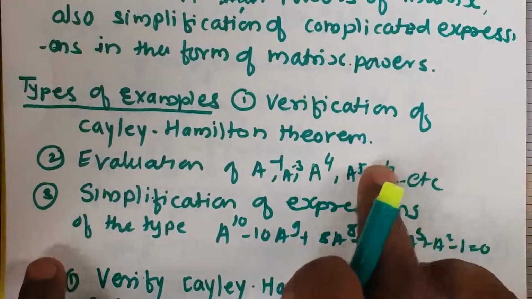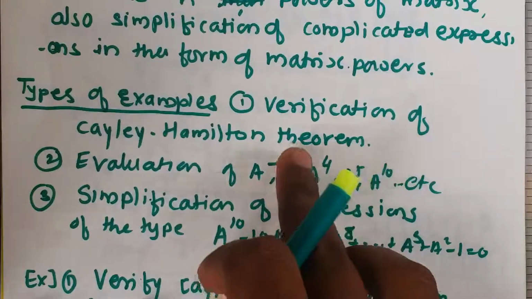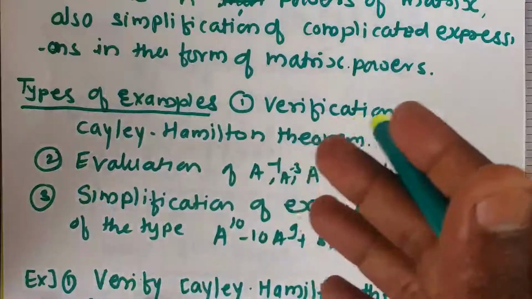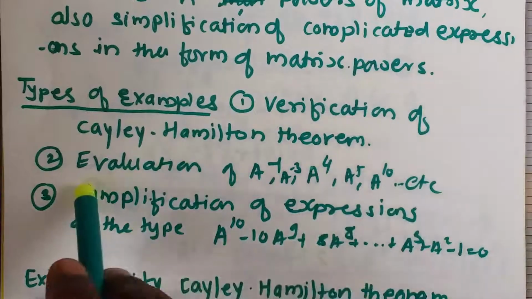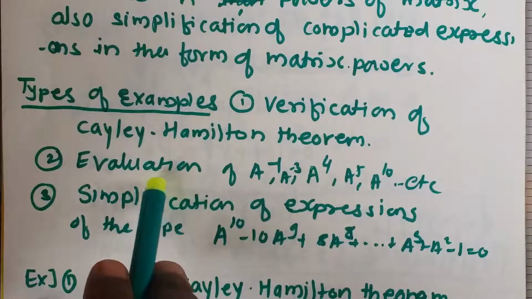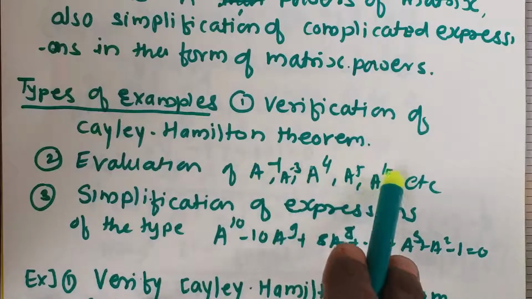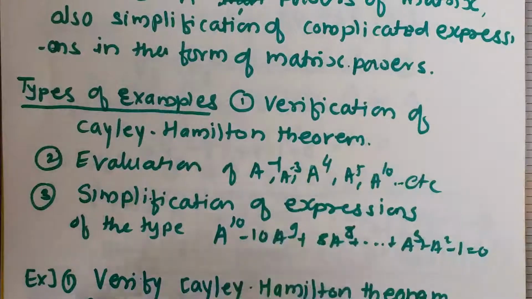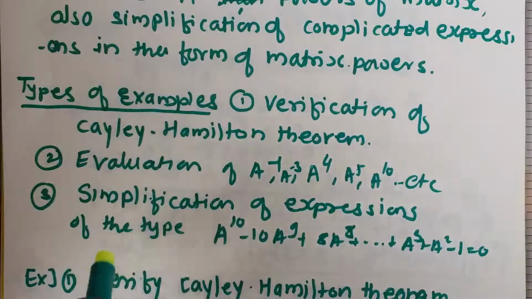Types of examples: on this particular theorem you will have these types of questions. First is verification of the Cayley-Hamilton theorem. You will be asked to verify the Cayley-Hamilton theorem for some matrix. The second type of problem: you may be asked to calculate A inverse, A raised to minus 3, A raised to 4, A raised to 5, A raised to 10, etc., like powers of a matrix. Different powers of matrices can be asked in the example. That also you can do with the help of the Cayley-Hamilton theorem.